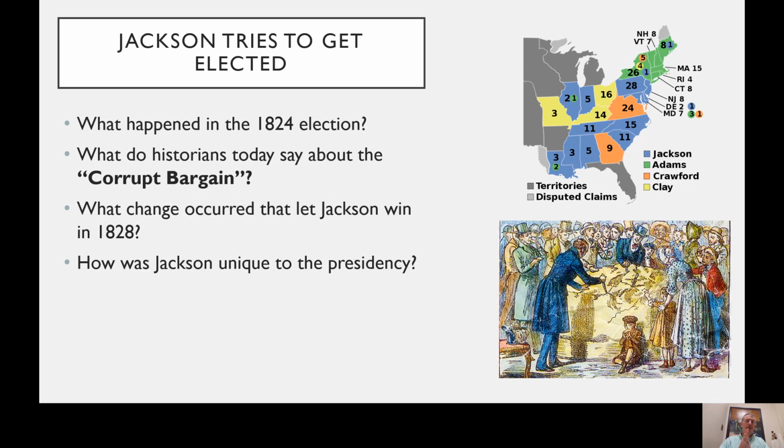How is Jackson unique to the presidency? He is the first outsider elected president. He's the first populist, if you will, to get elected to the presidency.